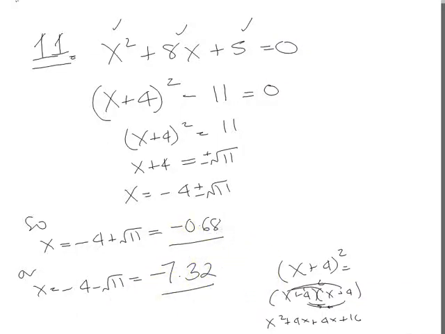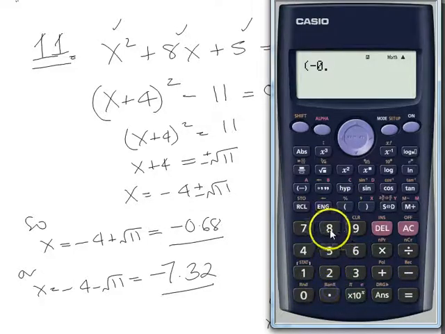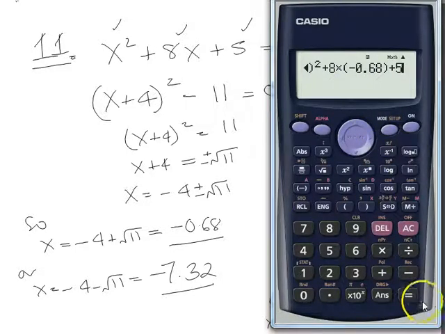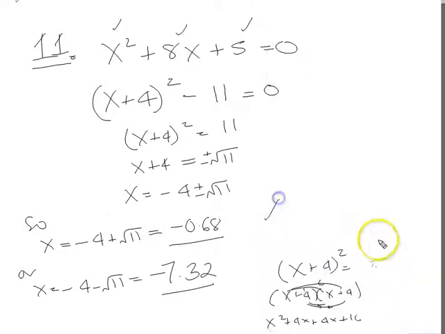Let's check one of them to make sure we're okay, we haven't made any silly errors. So x squared, let's do this minus 0.68, so bracket, minus 0.68, bracket squared, plus 8 times bracket minus 0.68, close bracket, plus 5. There we are, that's what we got. Just have a look at it, just to be absolutely sure. Minus that squared, plus 8 times the bracket, yeah, plus 5, that's it, equals. Good. Nice and small, so it should be right. Yeah? So we're happy with that. That's how you do them.